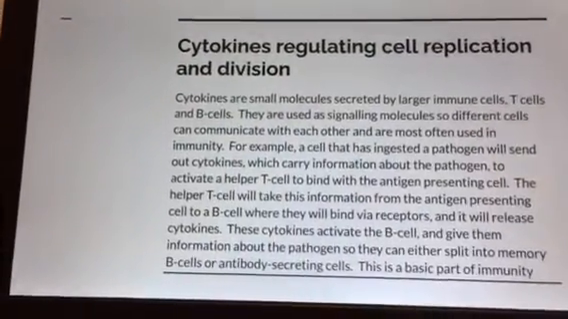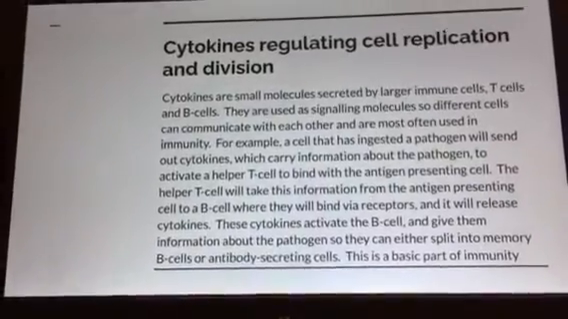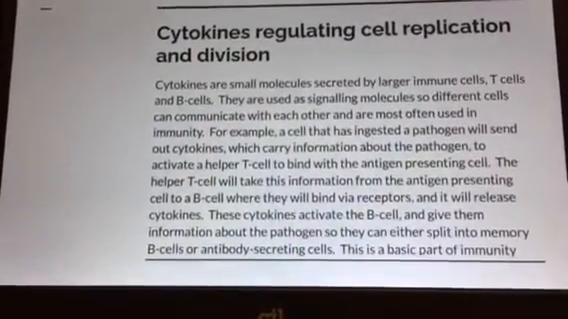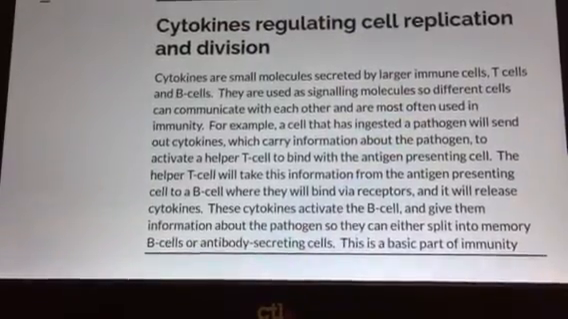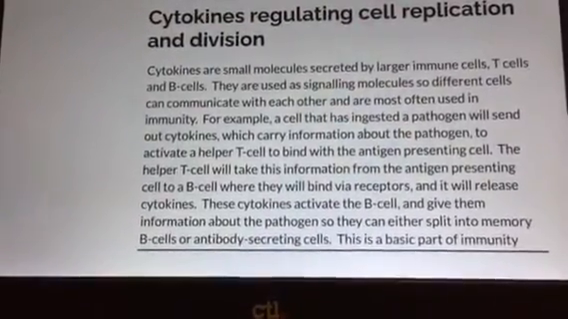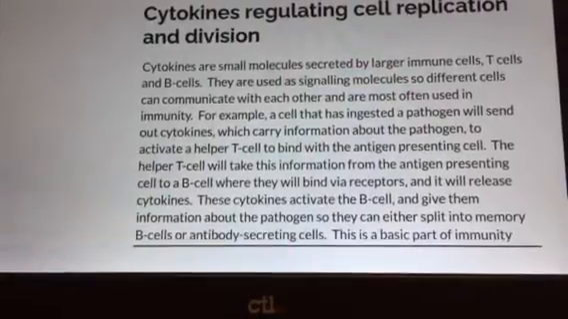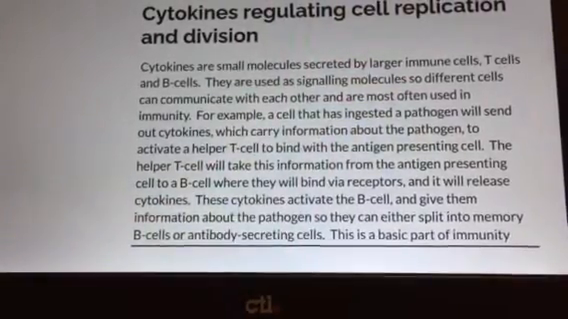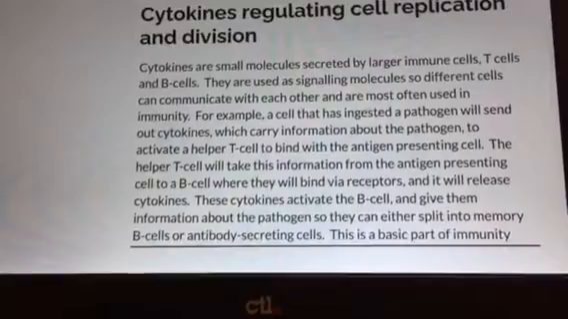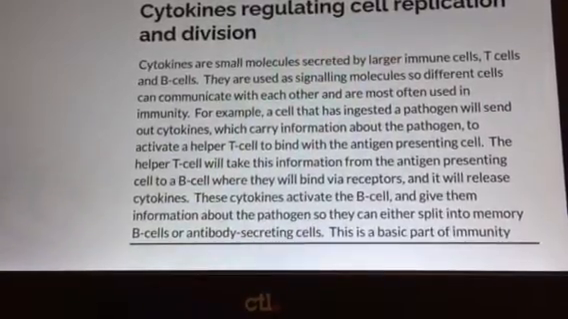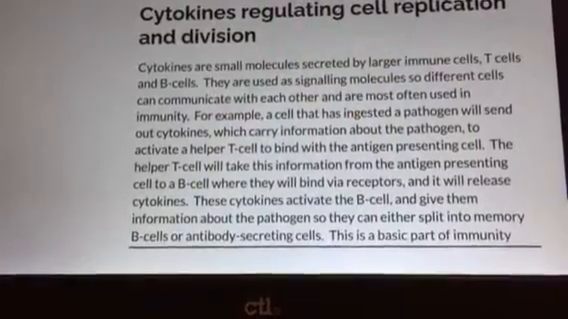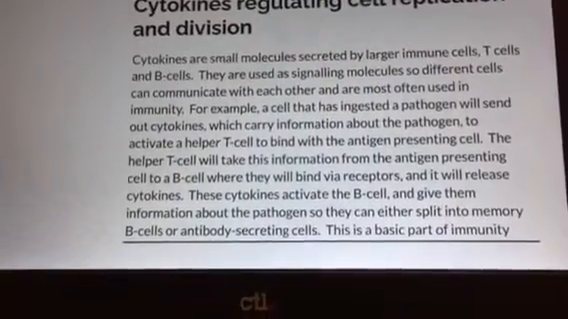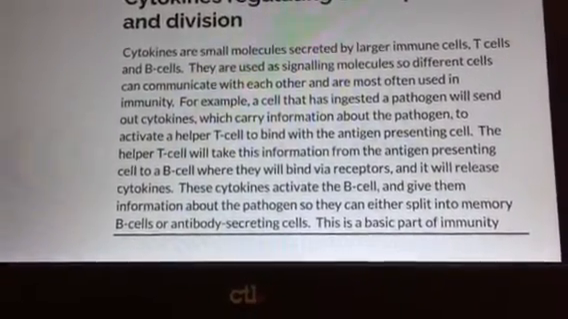Cytokines regulating cell replication and division. Cytokines are small molecules secreted by larger immune cells, T cells and B cells. They are used as signaling molecules so different cells can communicate with each other and are most often used in immunity. For example, a cell that has ingested a pathogen will send out cytokines, which carry information about the pathogen, to activate a helper T cell to bind with the antigen-presenting cell.